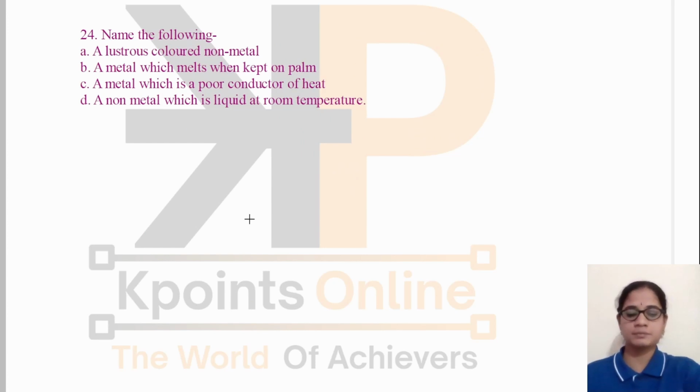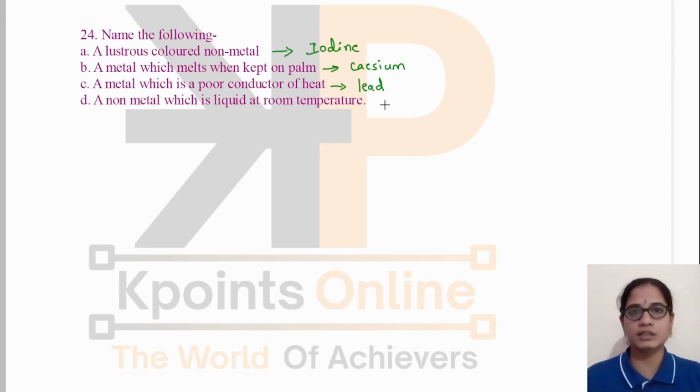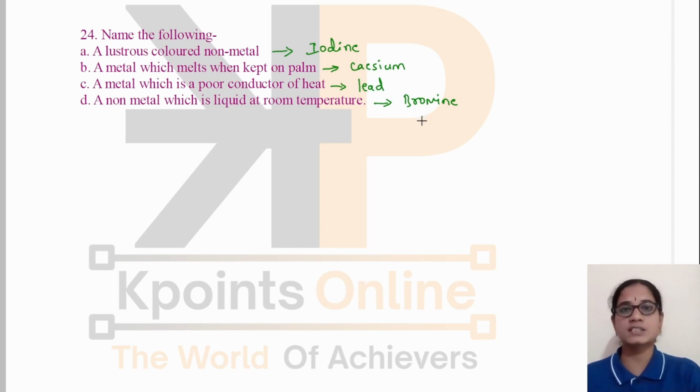Okay, see the next question here. Name the following: a lustrous colored non-metal. Usually non-metals are not lustrous, but there is only one non-metal which is lustrous, that is iodine. Then a metal which melts when kept on palm. Usually metals have a high melting point, but there are two exceptions, gallium and cesium, which have a low melting point. You can write any one. A metal which is a poor conductor of heat is lead, and mercury is also a poor conductor of heat. You can write that also. Then a non-metal which is liquid at room temperature: bromine. You have to remember the exceptions while studying the physical properties of metals and non-metals.